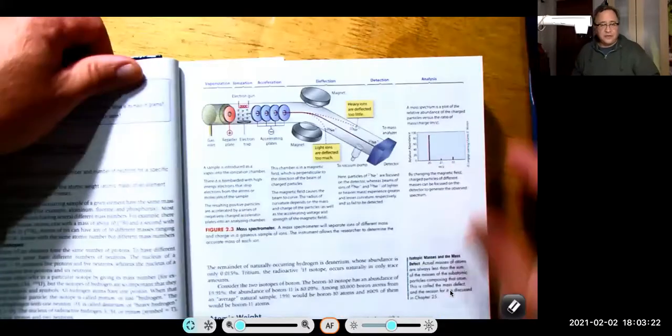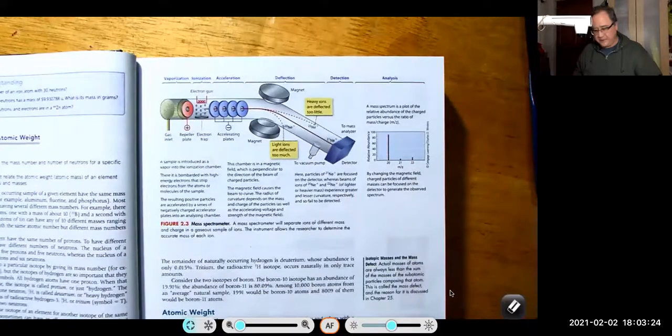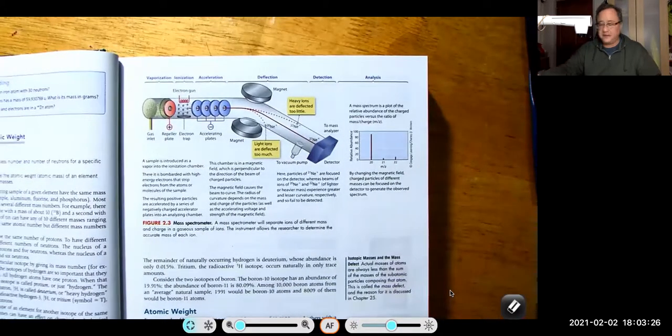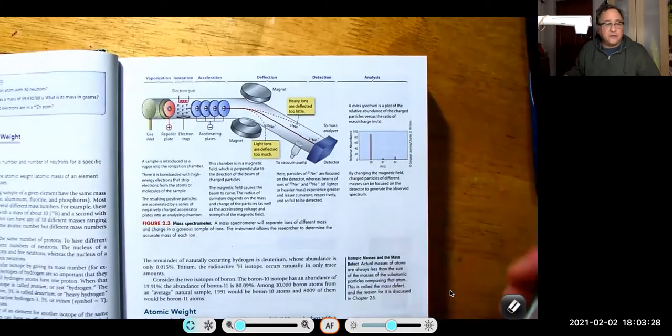So we're going to talk about the lab today, the mass spectrometry lab. Before we talk about the lab itself, I want to talk a little bit about mass spectrometry. This is from your book, and I want to explain a cartoon drawn in your book. So here's the cartoon. I'm going to zoom in on it. And this is a cartoon of a mass spectrometer.